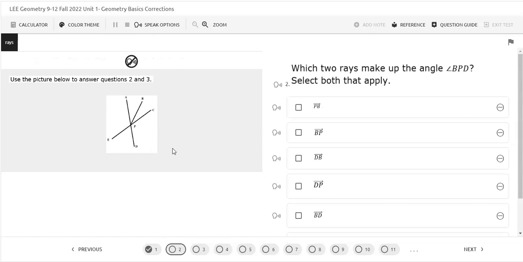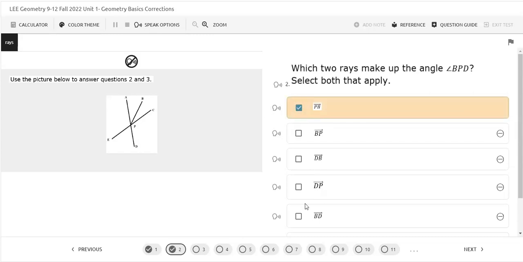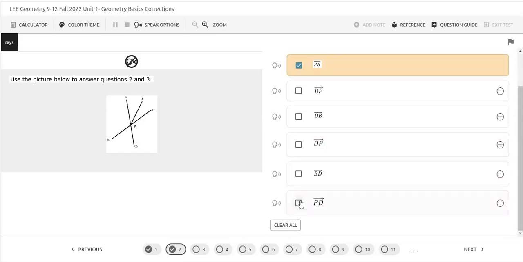Number 2 was select which two rays make up the angle BPD. So we need to go from B to P to D. We actually do know that both endpoints are going to be P because it's the middle point here. We also can tell that we're going to go P to B and P to D. So our answers are ray PB and ray PD.